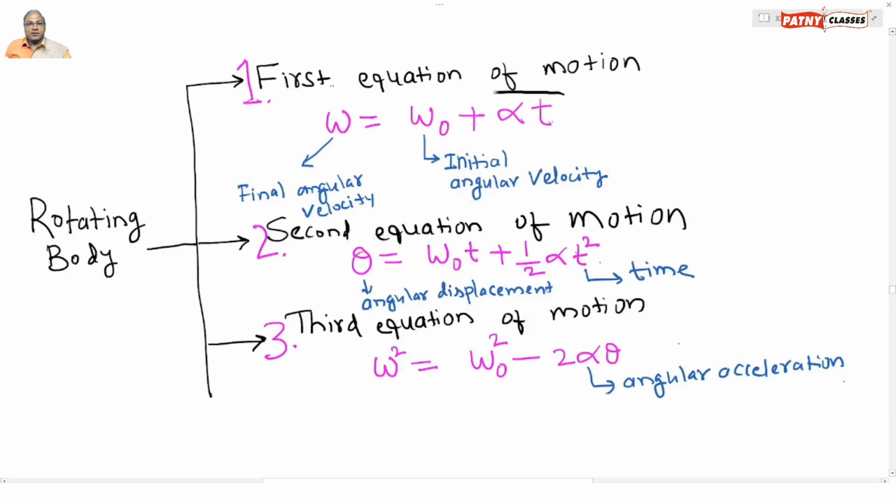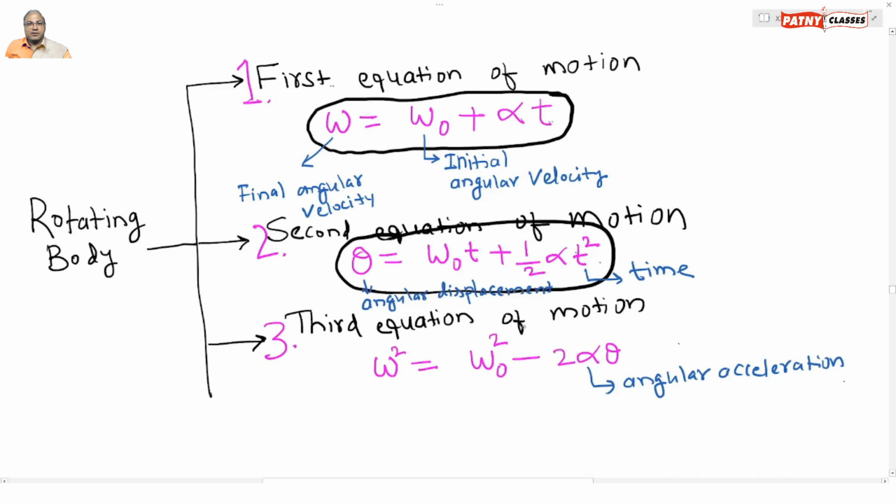Now let us derive these equations of motion of a rotating body. As I said, these are the three equations of motion of a rotating body. Omega equals omega naught plus alpha t, theta equals omega naught t plus half alpha t square, and omega square equals omega naught square minus 2 alpha theta. Let us derive these equations one by one.